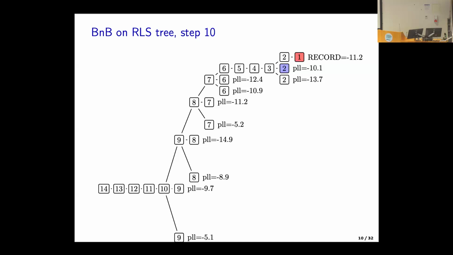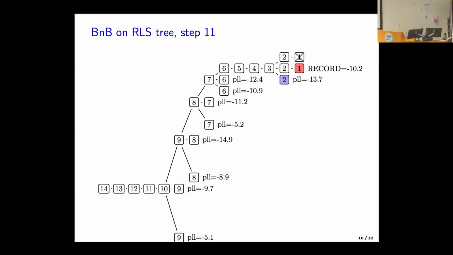And now I'm continuing to do the tree traversal as before. But this time, I'm comparing this minus 11.2 to this minus 10.1. Is it worth exploring this branch? The partial likelihood is already minus 10.1, but it's still above this value, right? So the maximum could still live here. So okay, let's explore that one, and boom, we got a new record.